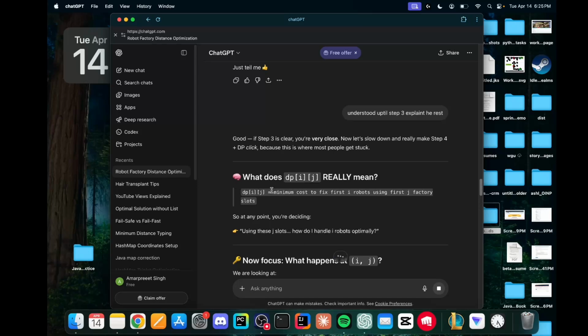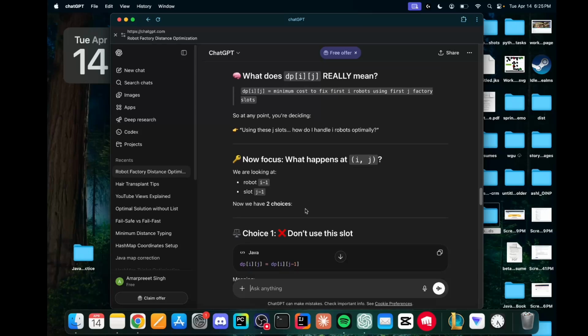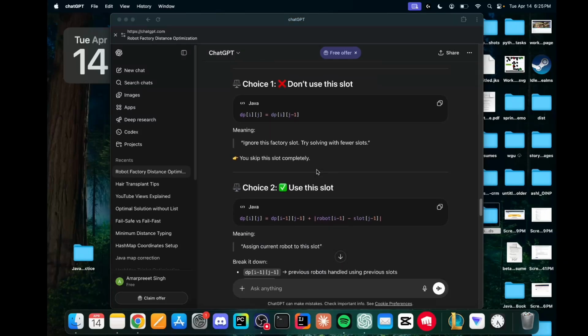robots using the first j factories. Now focus on what happens at i and j. We are looking at robot i minus 1 and slot j. We have two choices. Choice 1, don't use the slot. Choice 2, use the slot.